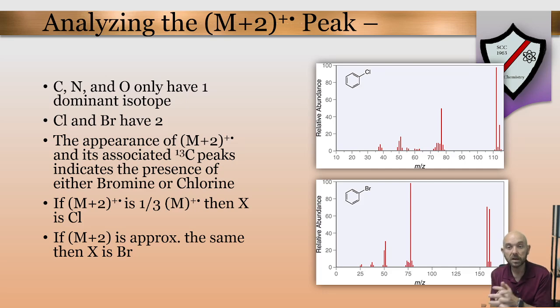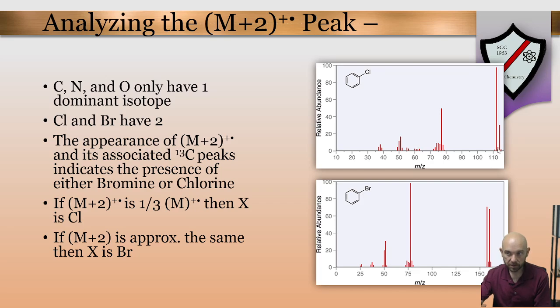And so anytime we see a molecular ion peak that is followed by a molecular ion +2 peak, and the molecular ion +2 peak is 1/3 of the size of the molecular ion peak, then we know that the halogen is chlorine, and that looks like this right here every time.